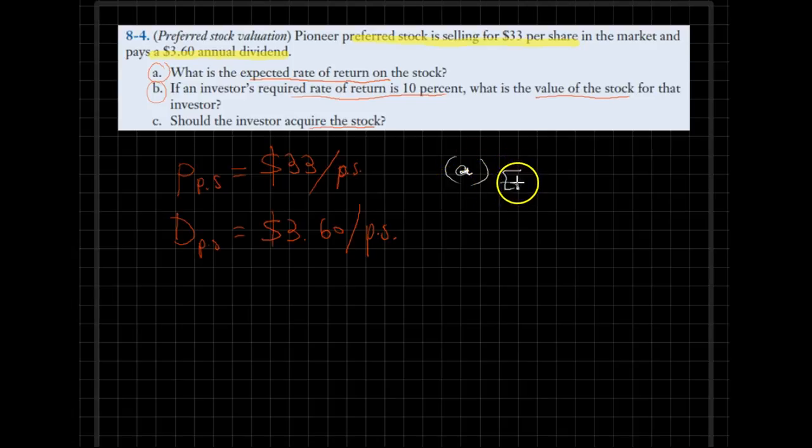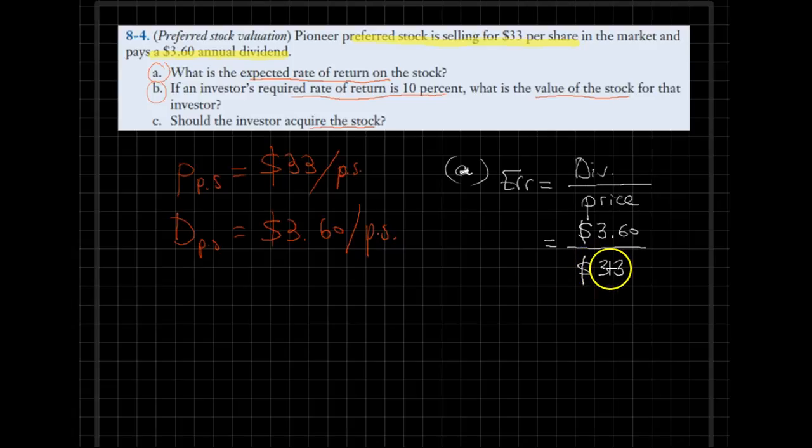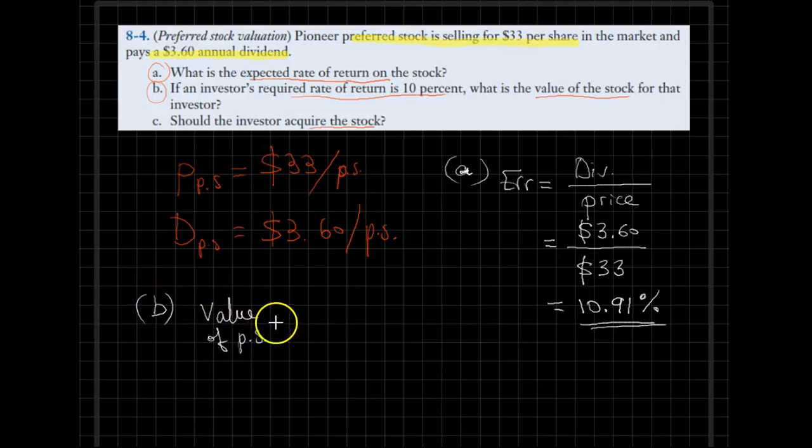So the expected rate of return of a preferred stock formula would be given as the periodic dividend amount divided by the price of the preferred stock, obviously. So the dividend amount in this particular example would be $3.60. The price is given as $33 per share, and as a result, we would figure that the expected rate of return of this security is 10.91%.